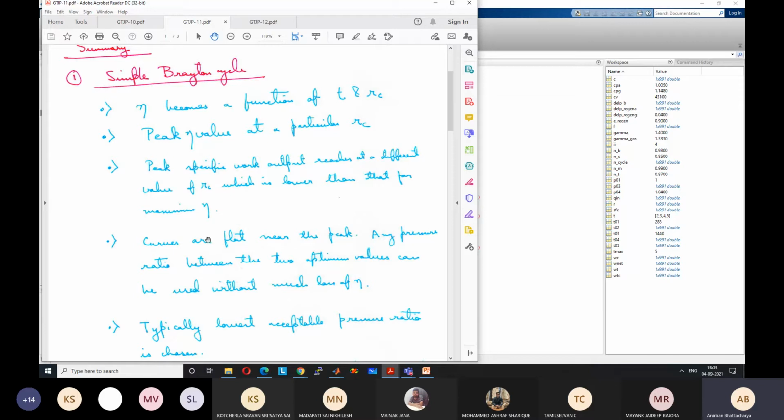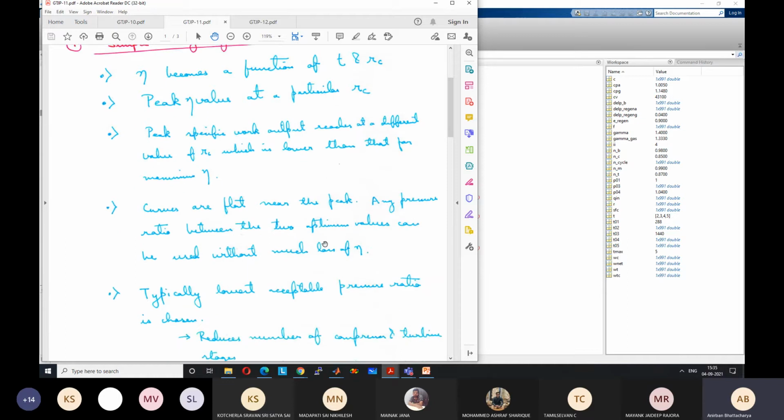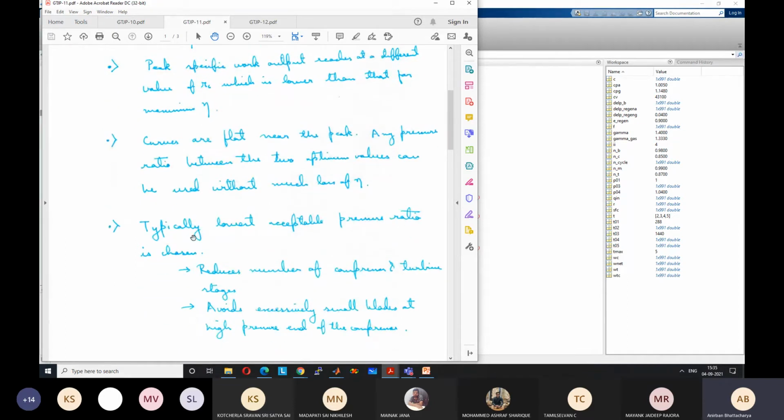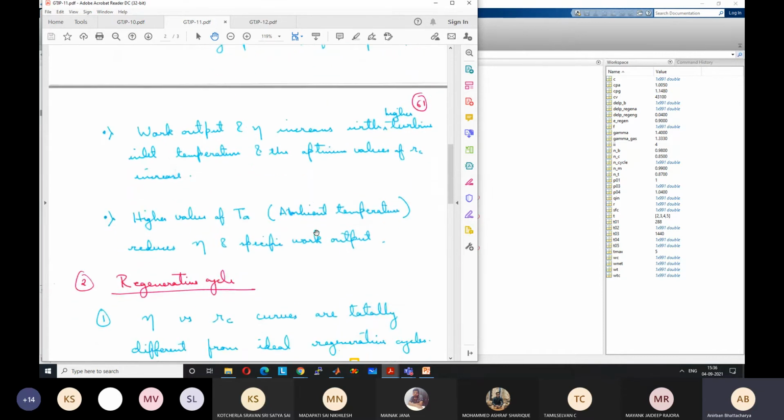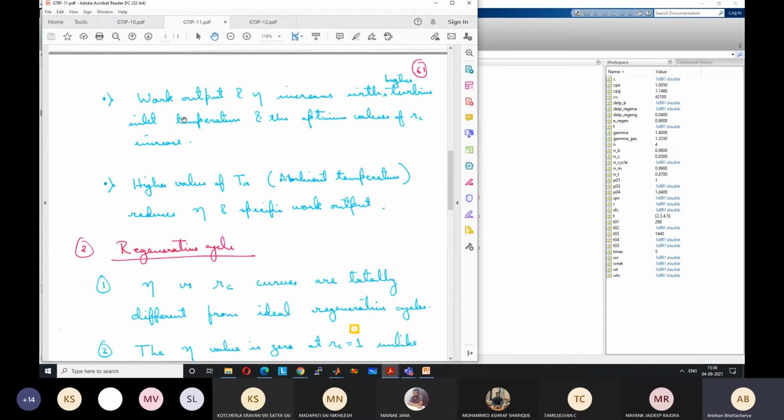So the curve is nearly flat in between near the peak. So any pressure ratio in between these two optimum values can be used without too much loss of efficiency and getting good work output also. What is typically chosen is the lowest pressure ratio which is still acceptable, because it reduces the number of compressor and turbine stages, and also if the pressure ratio is less, it avoids excessively small blades at the high pressure end of the compressor. Relatively the losses will be large if you have very small blades.